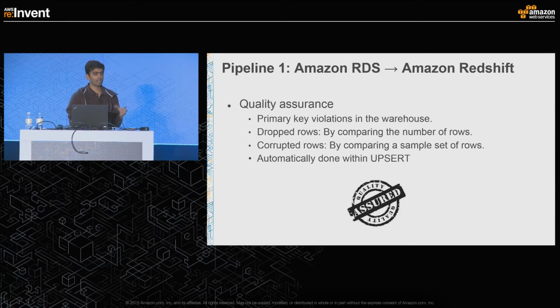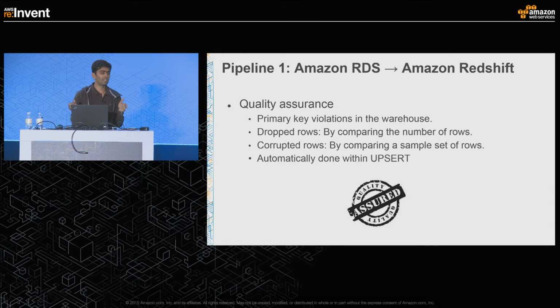And then you can count the number of rows in your staging table against the number of rows you expected in your source system, to check that you didn't drop rows between the ETL. And then you can check for corrupted rows by matching data between the source system and your production schema.